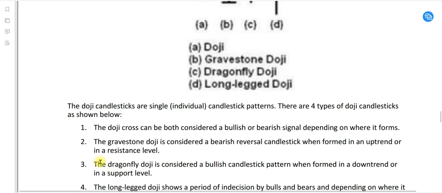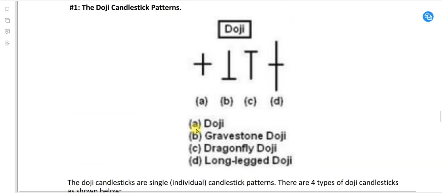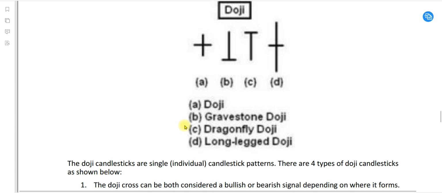So that's a signal to sell. Then the third one, the dragonfly Doji, is considered a bullish candlestick, the direct opposite of the gravestone Doji. It forms in a downtrend at a support level. If we look at the diagram, we can see a push upward, which means the buyers are applying pressure to start buying the market. So the market is signaling to us that it is reversing away from the initial downtrend to an uptrend.